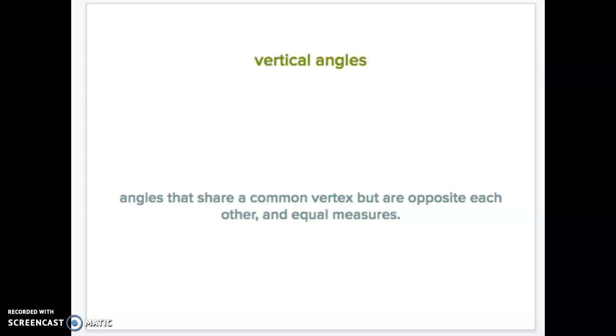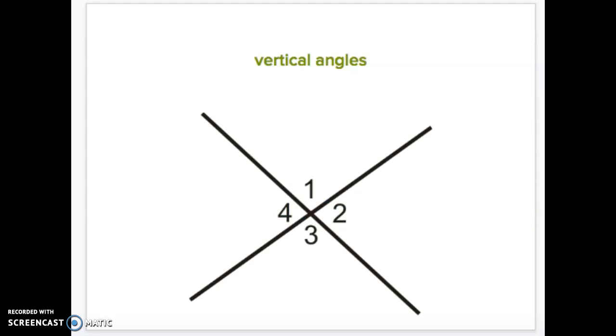That's kind of a confusing definition. I think the picture will help make it a little easier. So here we have some vertical angles. Angle 1 and angle 3 are vertical angles. Not only are they vertical angles, but they are congruent or equal in measure. So if angle 1 was 120 degrees, angle 3 would also be 120 degrees. Same goes with angle 4 and angle 2. They are also a set of vertical angles, which means they are also congruent.